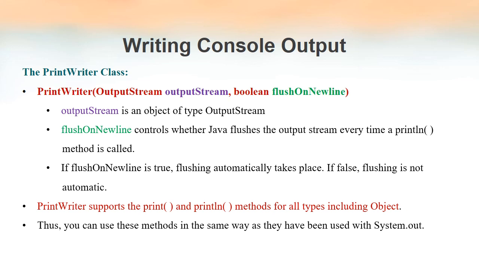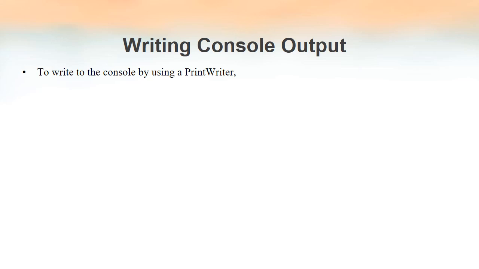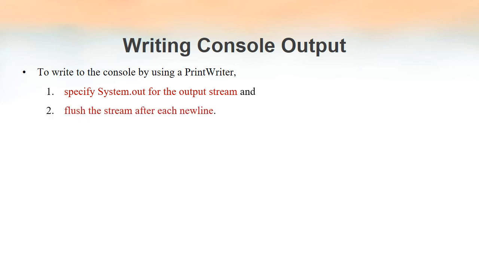We will see an example of how to use these methods with the PrintWriter class now. To write to the console by using a PrintWriter class, we have to follow two steps. First of all, specify System.out for the output stream, and secondly, we have to make the second parameter true, so that it flushes the stream each time we use the println method. So these are the two steps we have to follow if we want to use the PrintWriter class to write to the console: mention System.out as the standard output stream parameter, and flush the stream after each new line.